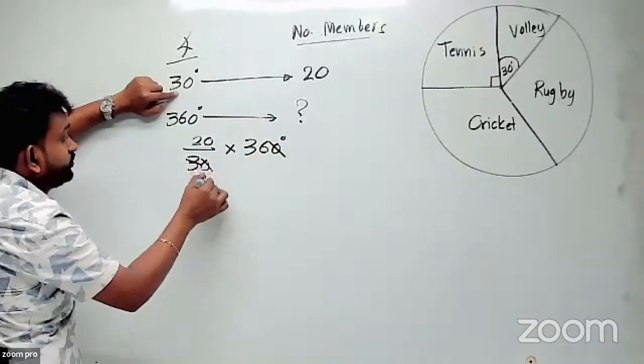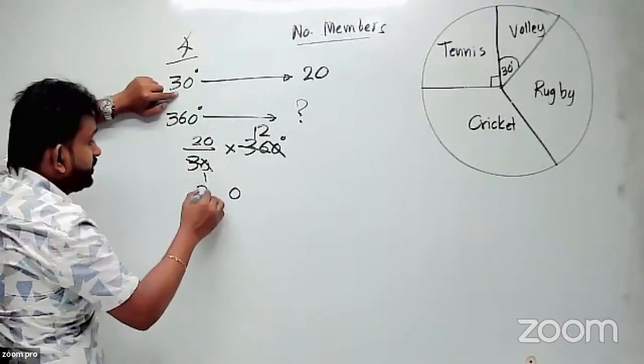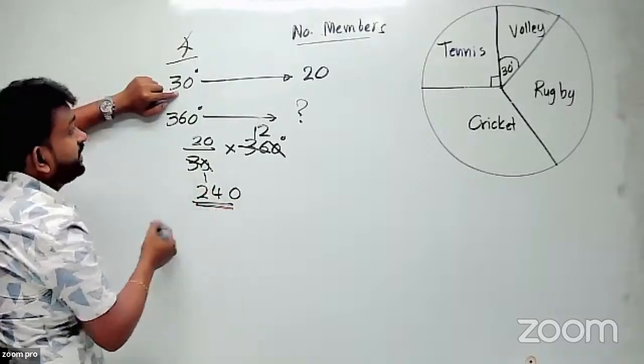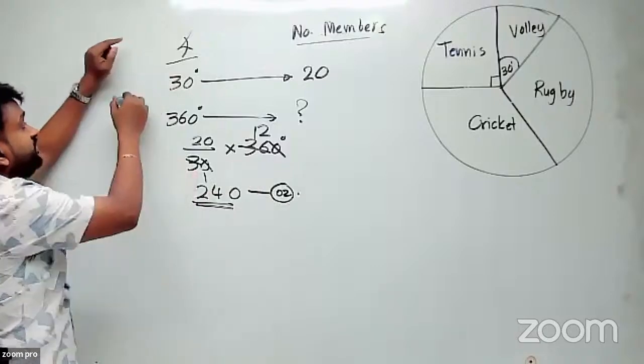Zero zero cancel, 3 1 3 12. 12 into 20, 12 into 2 is 24. Then how many members are there? 240 members. For that part, 2 marks is allocated.